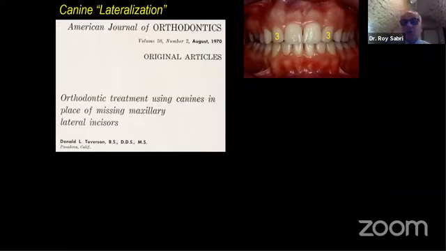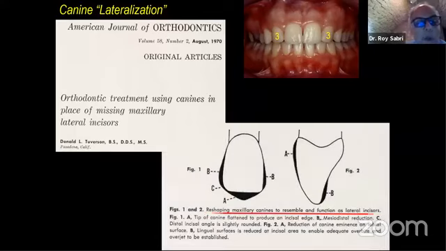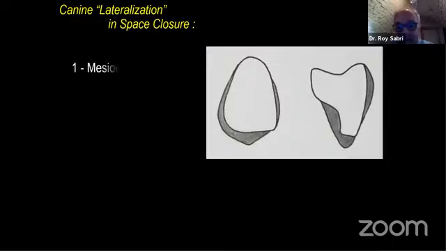Now, how do we transform a canine to look like lateral incisors? We still a little bit use what Everson said in the 70s. Why in the 70s? Because in the 70s, the only orthodontic option for missing laterals was space closure, because there was no implant, and they used to prefer space closure rather than doing a conventional bridge on a child and prep for sound teeth. So Everson came with this. Now we still do the same, but with some modifications.